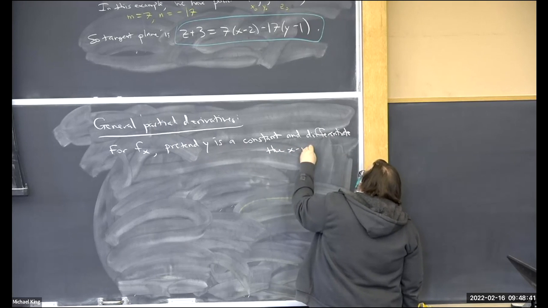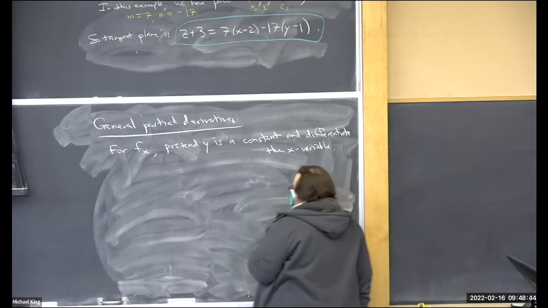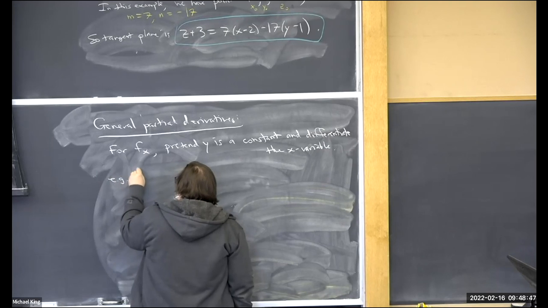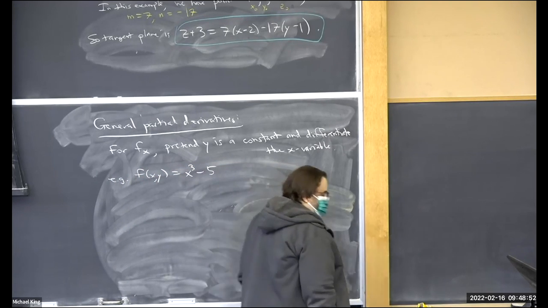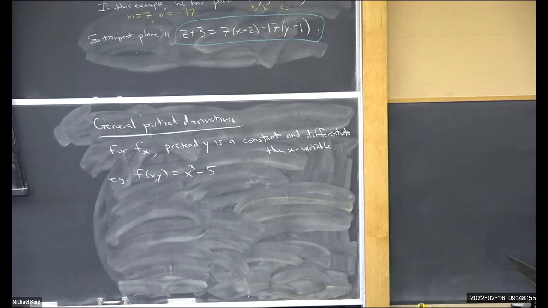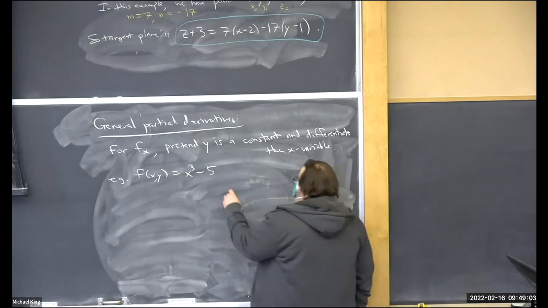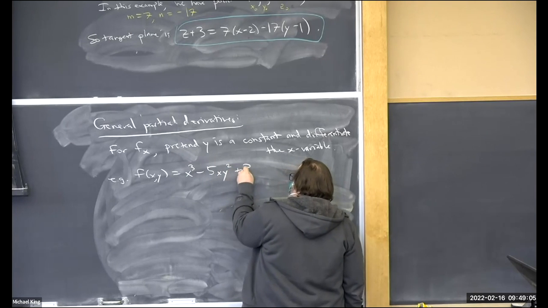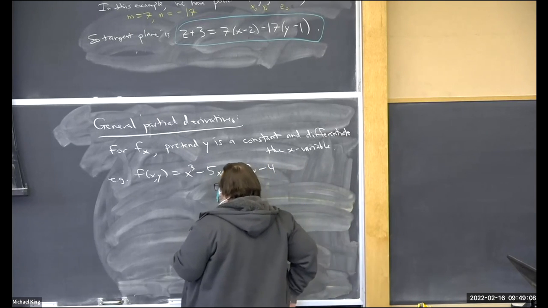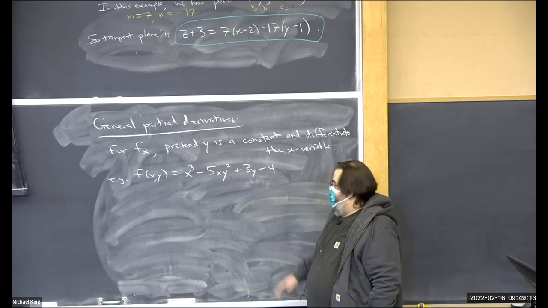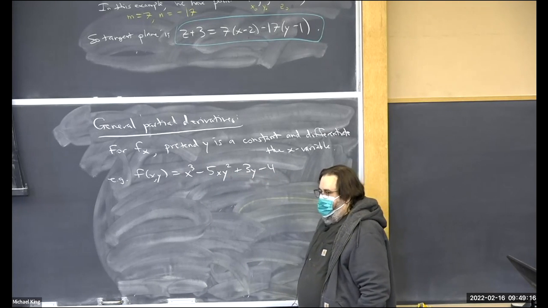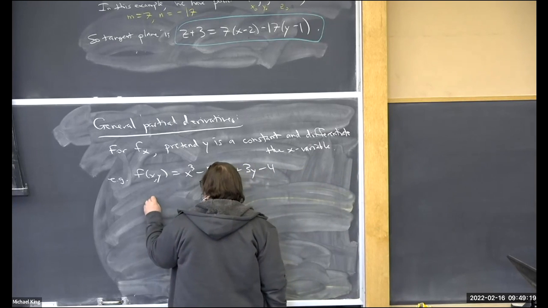So let me give the example again. For example, for this, we're getting the function 5xy squared. You guys tell me, what is it? 5xy squared plus 3y minus 4. Pretend y is a constant. Just pretend it's like sitting there like a constant, right? Then what is the partial x?